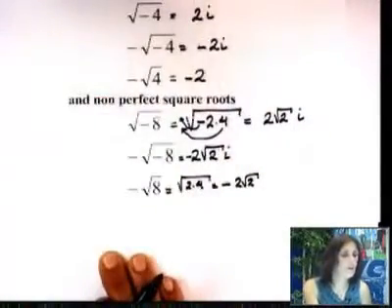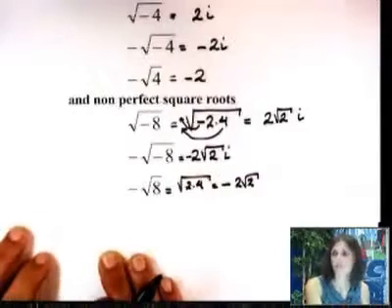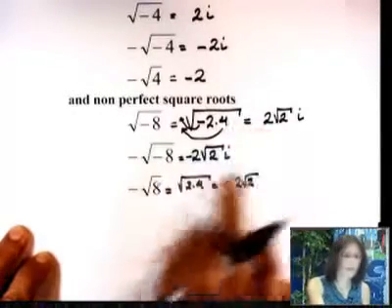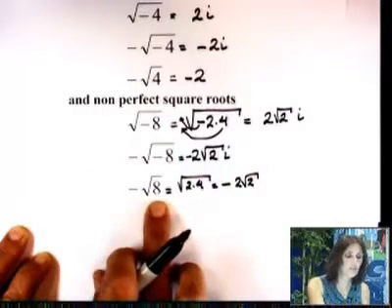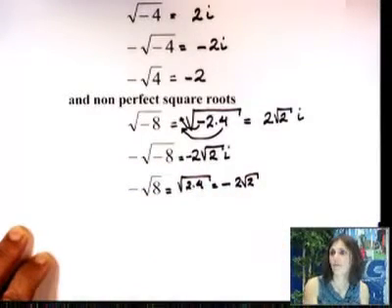Here you go. 2i, -2i, -2. Non-perfect ones, you just leave them as radicals. Pay attention to the negatives. And there's no negative here, so there's no i. Very good.